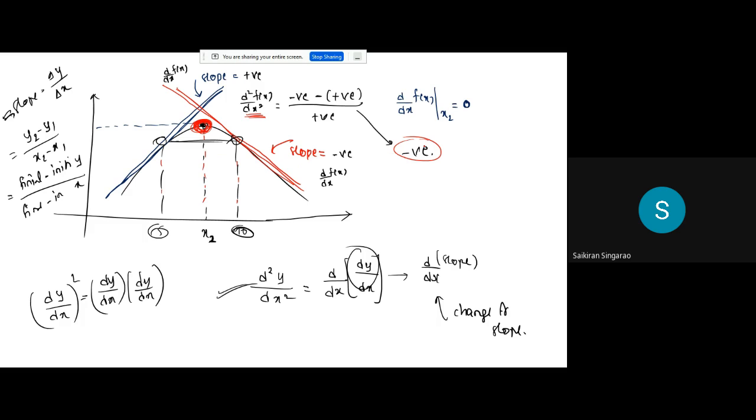At the maxima point, what is your double derivative coming as? Negative. Why is it coming negative? Because what does the double derivative mean? d²y/dx² is nothing but the change of slope. So it is d/dx of dy/dx. Here, negative minus positive, divided by positive, will come as negative.